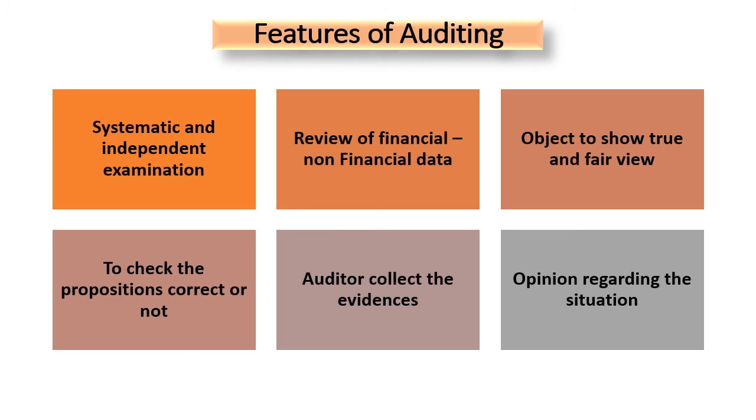Okay, so I hope you have understood these features, which are: systematic and independent examination, review of financial and non-financial data. Objective is to show a true and fair view of financial statements. Then to check whether the propositions are correct or not. Propositions means if any asset has been recorded, whether that asset actually exists or not. If any depreciation is charged, whether it is correctly charged or not. If any internal check system is there for cash receipts and payments, whether it is working properly or not. Then next, the auditor collects evidences from inside or outside the organization, like from factories, banks, customers, suppliers, from anyone. And last, he has to give an opinion regarding the financial position of the organization and also report such opinion properly.